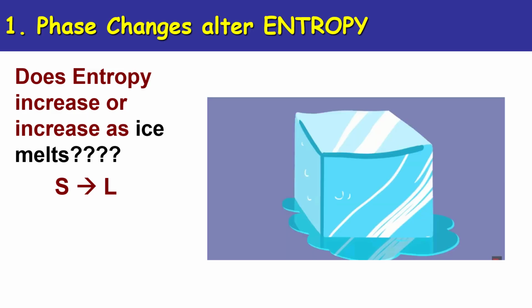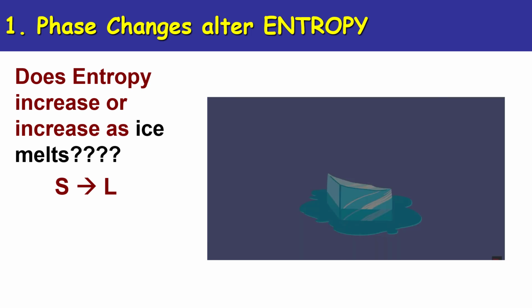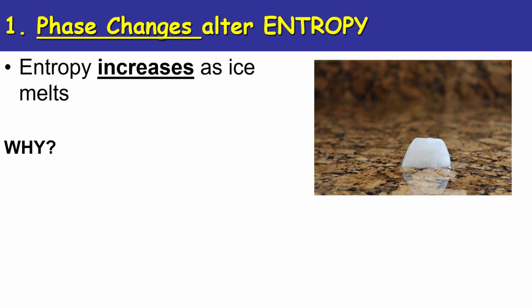Our first example is how phase changes will alter and affect entropy. So here we have a cube of ice that is melting. Do you think the entropy will increase or decrease as the ice melts? Well, if you said the entropy is increasing as ice is melting, you would be 100% correct.